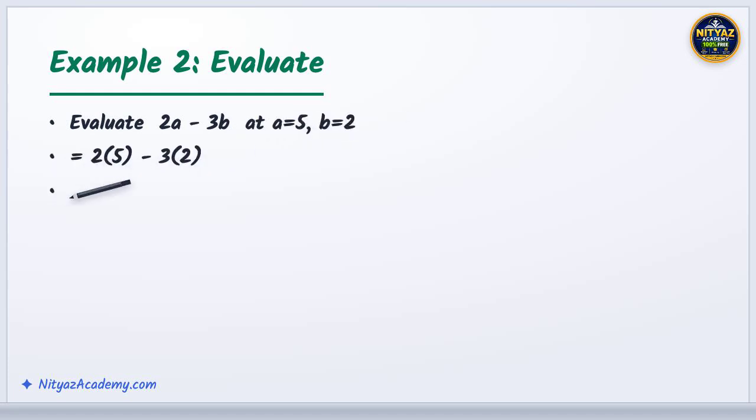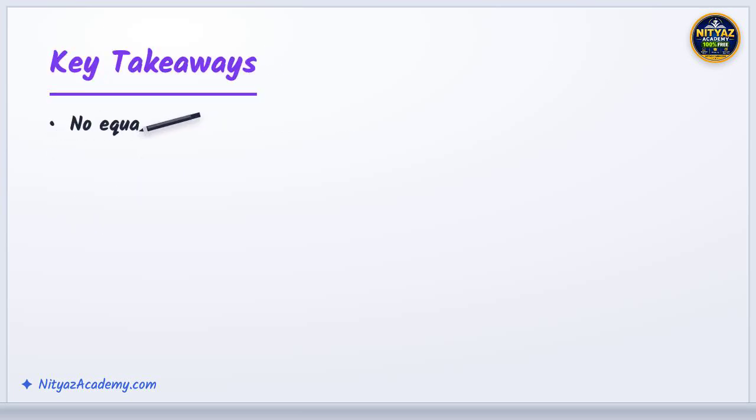Now let's evaluate 2a minus 3b when a is 5 and b is 2. Substitute carefully. 2 times 5 minus 3 times 2. That's 10 minus 6. So the value is 4. The trick is to replace each letter with its number inside parentheses, then follow the order of operations. Slow and steady wins.